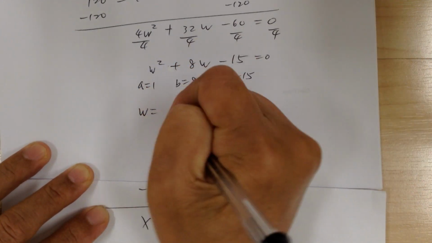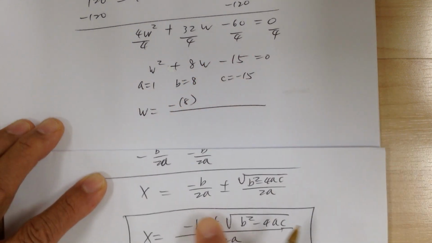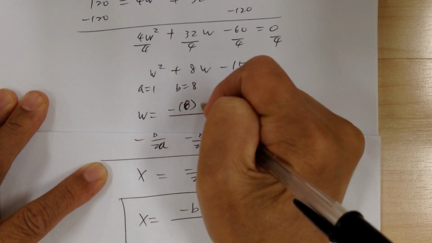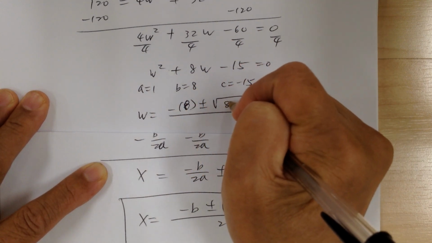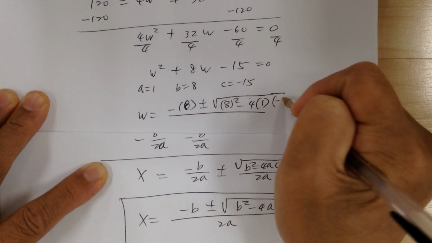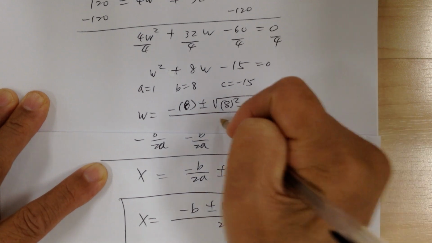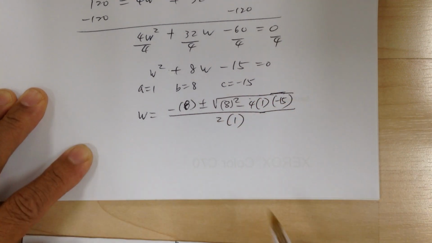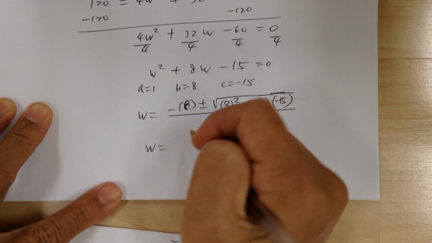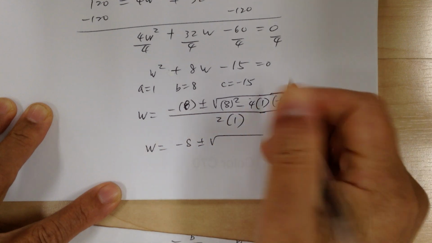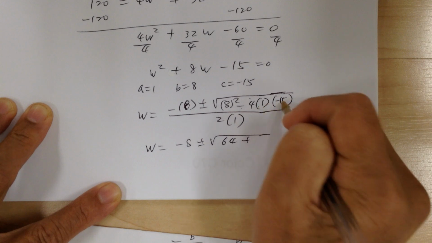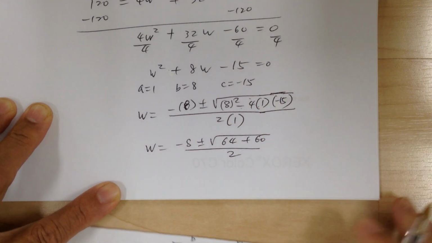So W equal to negative B, I use the quadratic formula. So negative B plus or minus square root of B squared minus 4AC over 2A. So W equal to negative 8 plus or minus square root of 64. Now this minus times minus is plus, and this will give me 60 over 2.